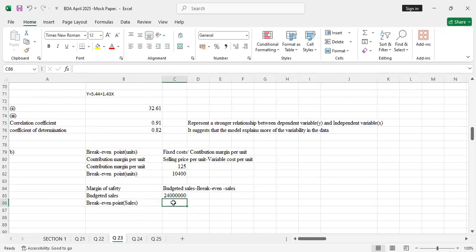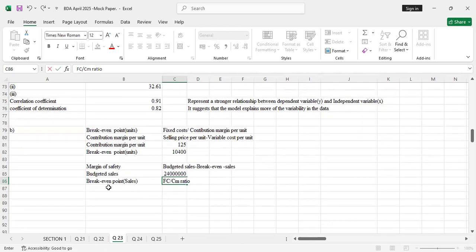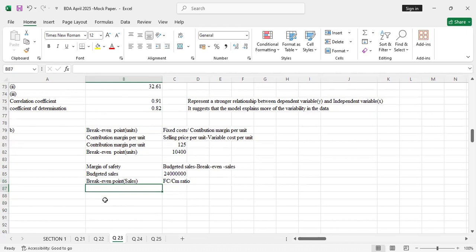So what is the formula? The formula for the break-even point in sales is the total fixed cost over the contribution margin ratio. So I'll write that here. I'll just say fixed cost, FC, to save time, divided by the CM ratio. So in this question, what do we have? We have the fixed cost because we have already used it here. But what we don't have is the contribution margin ratio. So I'm going to calculate the contribution margin ratio.